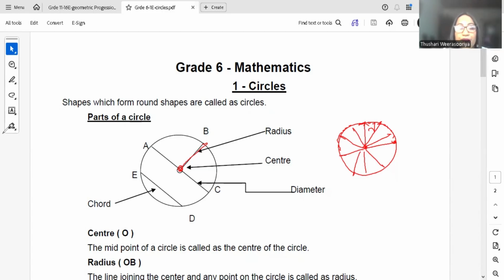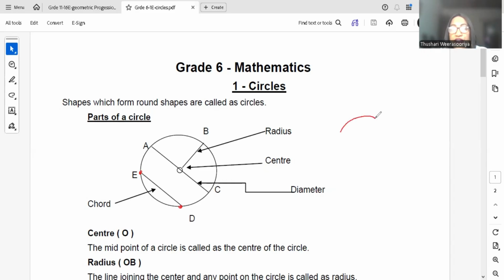That is the chord. Chord, actually in grade 6 you are not learning much. In grade 7 you are learning. A chord is the line joining 2 points on the circle. That is the chord.